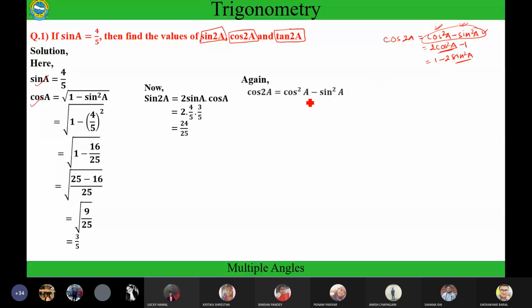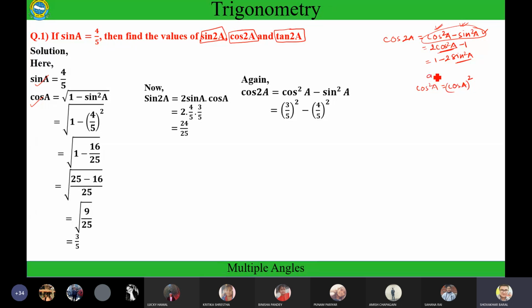Again, cos 2a is equals to cos square a minus sin square a. So let me use the first one. It is equals to 3 upon 5 whole square minus 4 upon 5 whole square. As I have got the value of cos a is 3 by 5. Since cos square a, if you are still confused with these things, cos square a is cos a whole square.